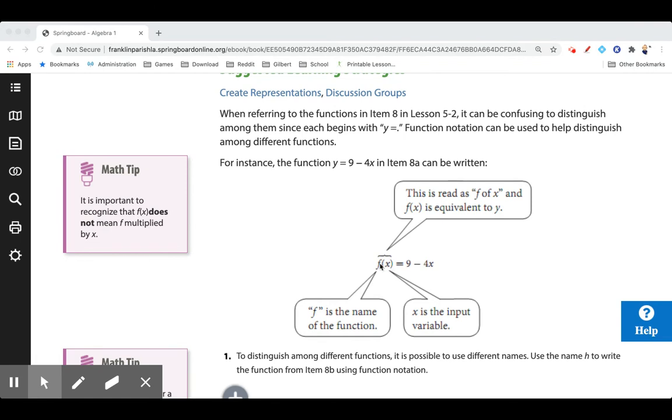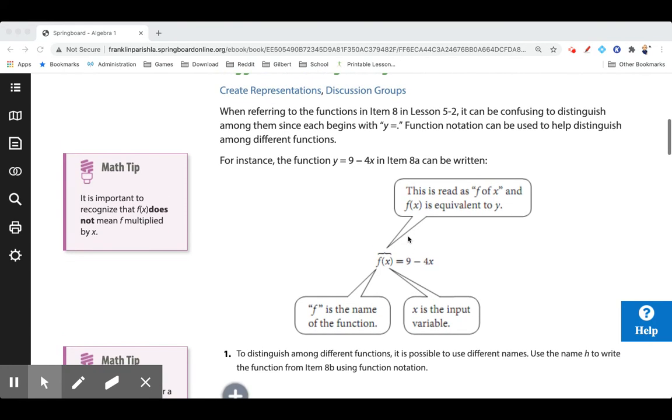Okay? Does it mean f multiplied by x? It means the x is what you're going to replace your input variables with. So if this is f of 5, you would replace any x's with 5. It's just sort of a streamlined way to write functions. F a function, and then you have a composite of what you're replacing it with.